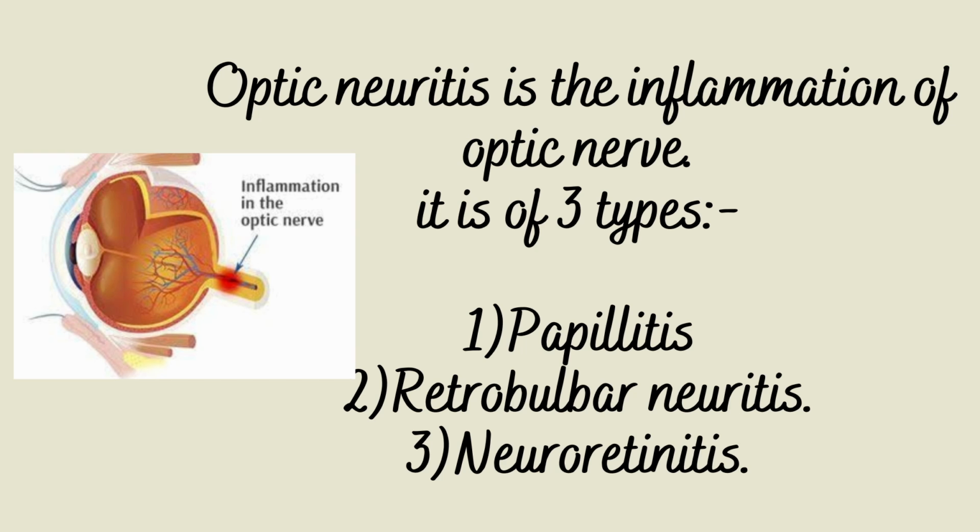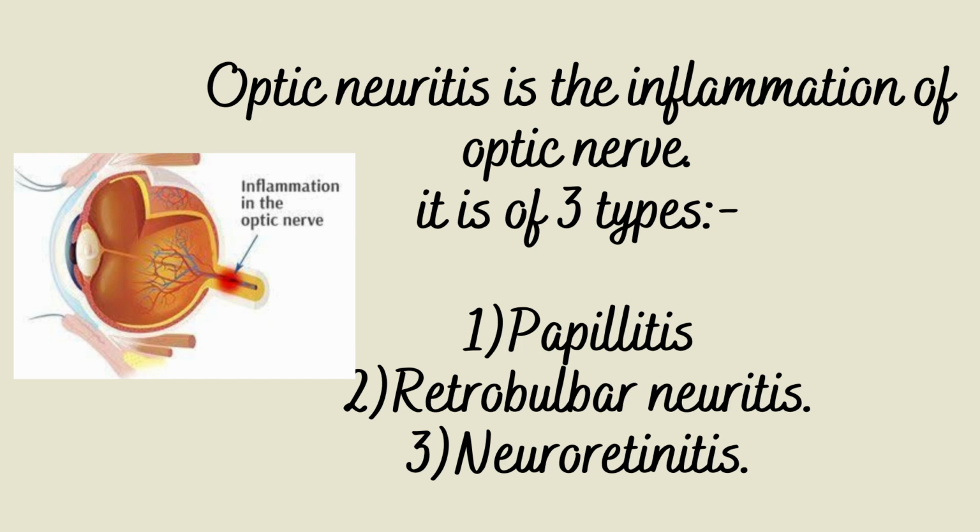What is papillitis? Papillitis is the inflammation of the optic disc. The disc part of the optic nerve will get inflamed, that is papillitis. Then comes retrobulbar neuritis. Retrobulbar neuritis is the inflammation of the optic nerve except the optic disc. Here the term retro means behind. So retrobulbar neuritis means behind the optic disc. That part is inflamed. Except the optic disc, the entire optic nerve will get inflamed in retrobulbar neuritis.